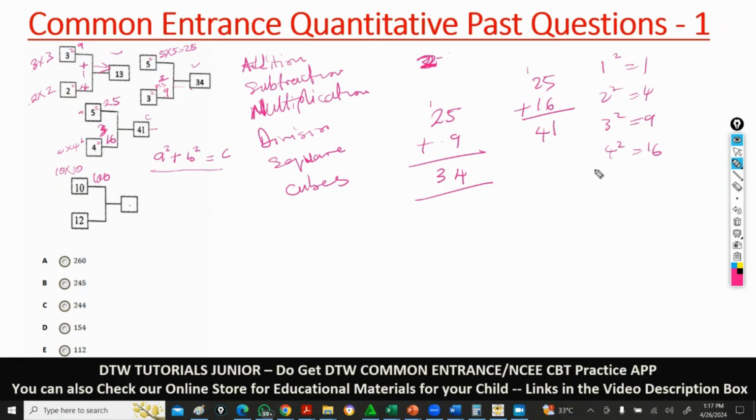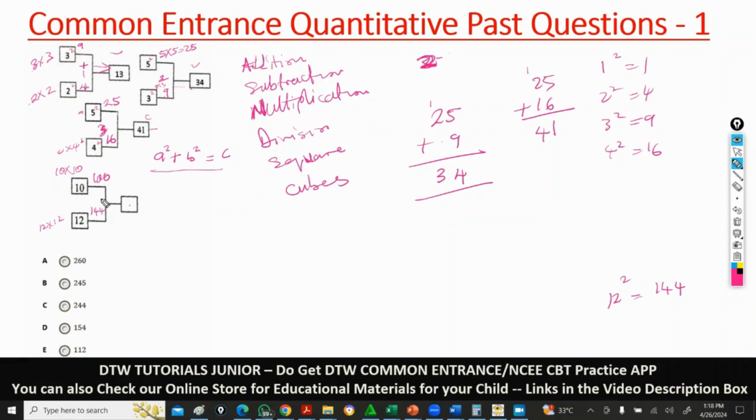Okay, all right, and you also sit and learn it very well before you do your examination. So you have to know this till you get to 12 square, and 12 square is 144. So the square of 12, which is 12 times 12, is 144.